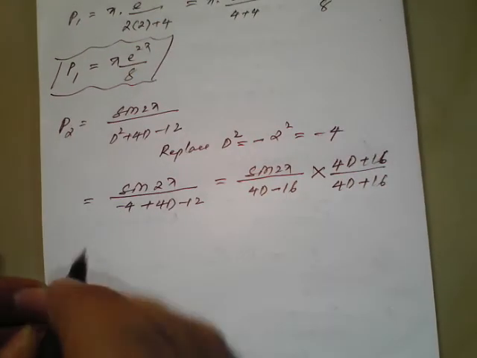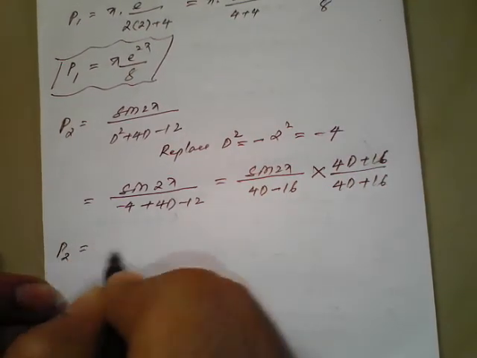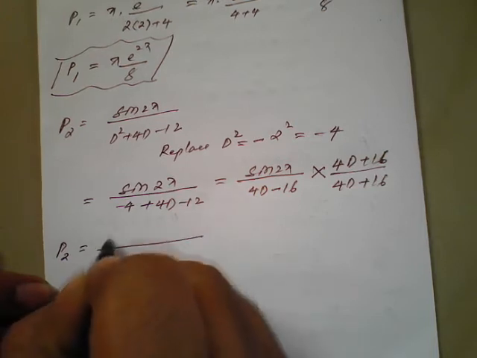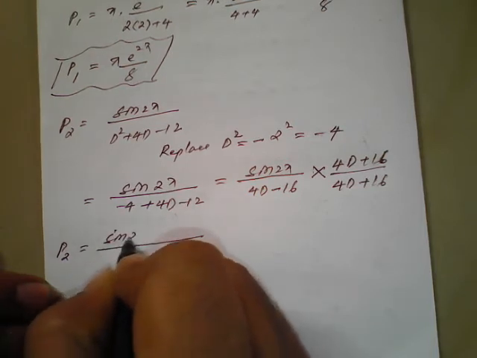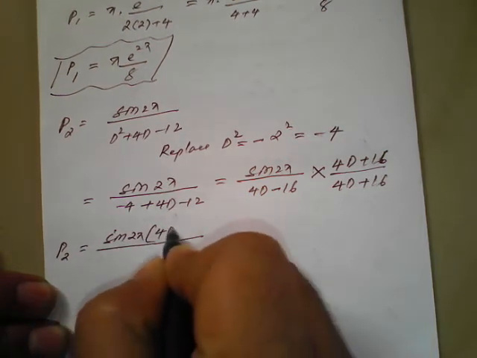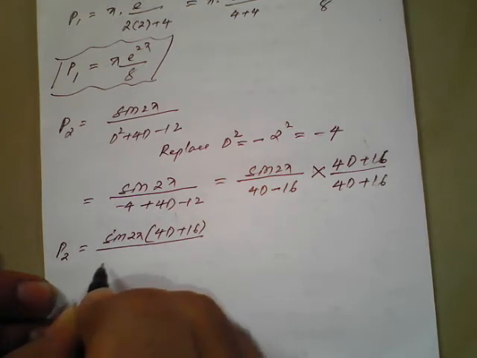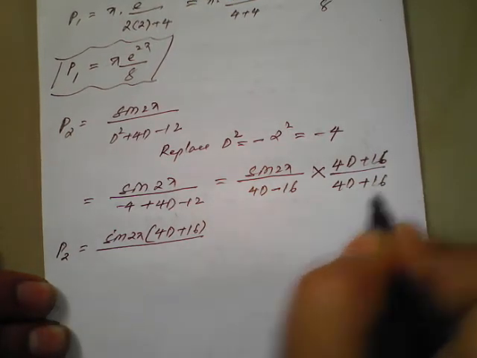So therefore p2 is nothing but sine of 2x into 4d plus 16, divided by a minus b times a plus b.